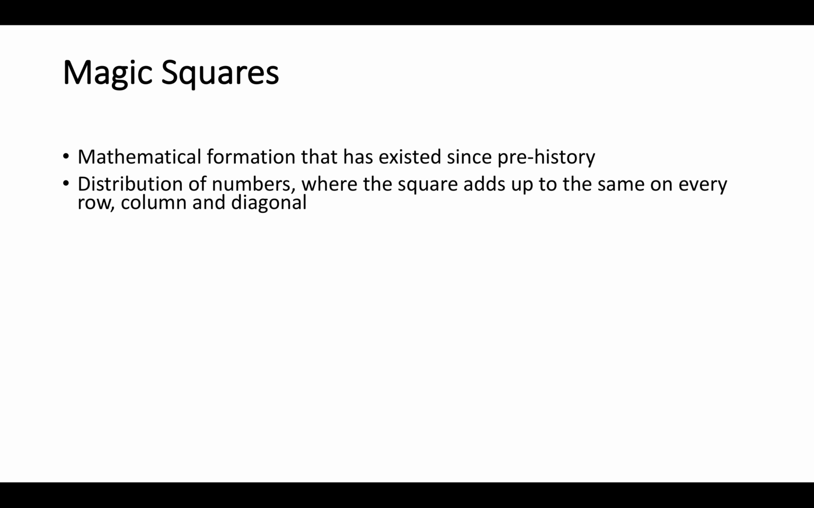A magic square is a distribution of numbers in a square shape, kind of like a Sudoku. And the square, also similarly to Sudoku, adds up to the same on every row, column and diagonal. This even number patterning across rows, columns and diagonals is created from a distinct style of numerical patterning.